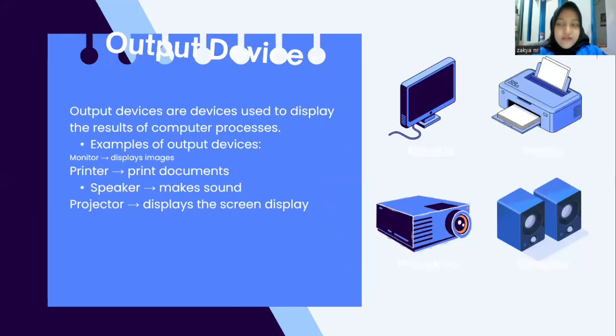What is an output device? Output devices are devices used to display the result of computer processes. For example, monitor, the function is to display images. And the second, printer, the function is to print documents. And then speaker, the function is to make sound. And the last, projector, the function is to display the screen display.